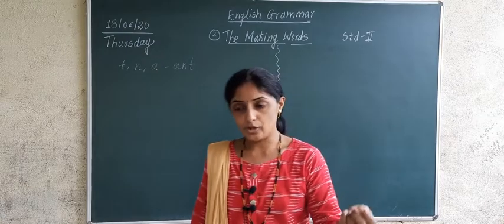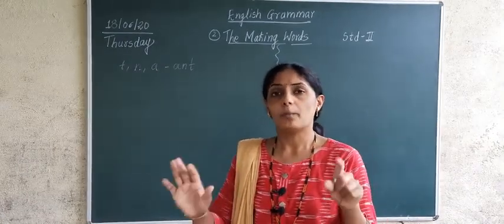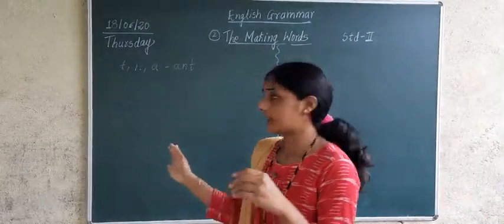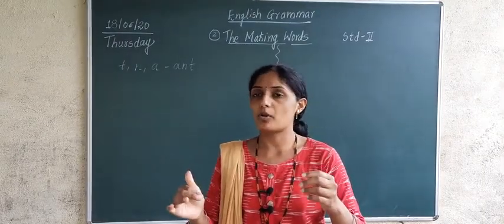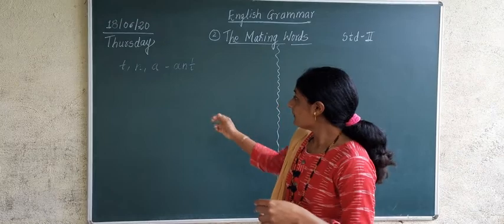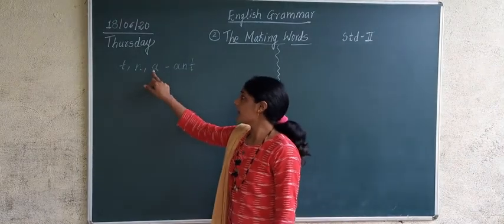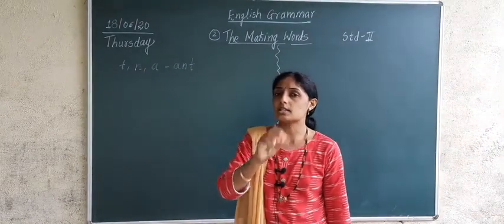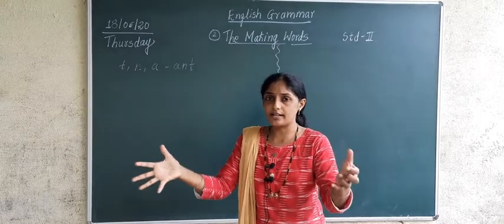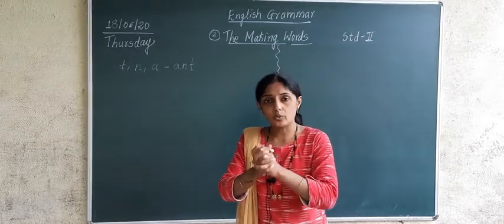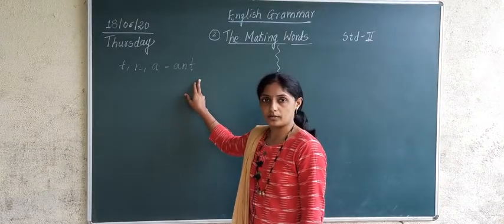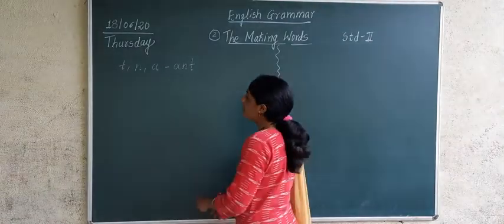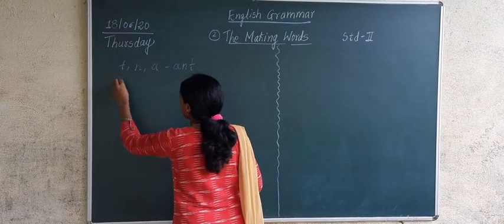Correct or not? The same examples are there in the video which I have already taught you, and I am repeating the same examples again because you did not hear me properly that day. Here, T, N and A. When we put these three letters together, what word will be formed? A-N-T, the word ant will be formed. Understood?